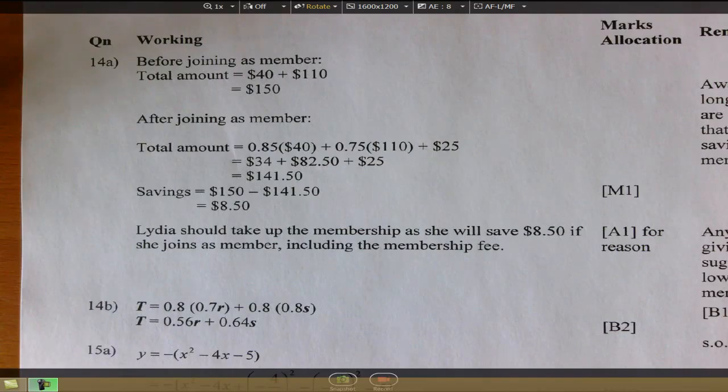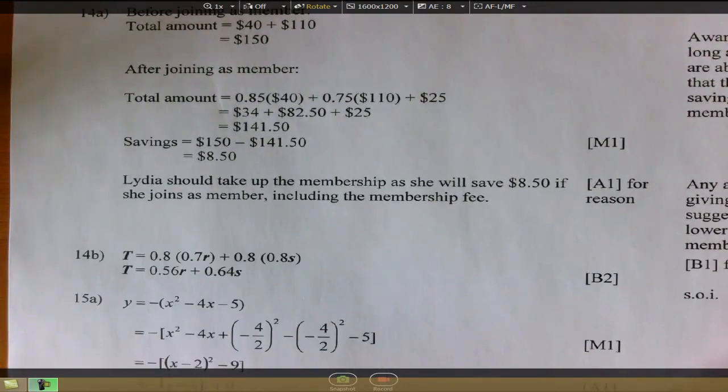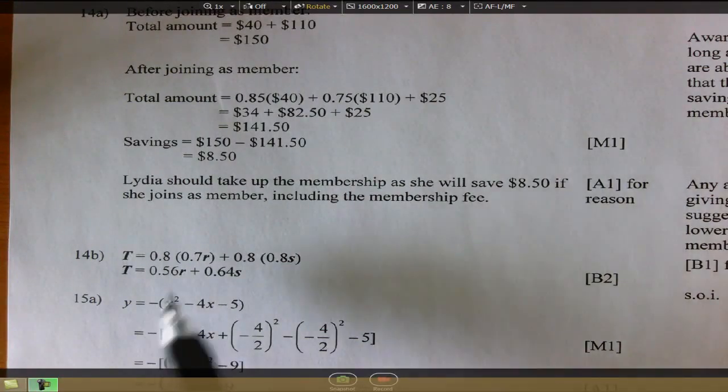Now, as Lydia's birthday falls on the month of May, the hairstylist offers her a further 20%. Write down an equation for the total amount T that Lydia needs to pay for rebonding and scalp treatment if she returns to the salon within the month of May. Use R and S to represent the original price of rebonding and scalp treatment respectively. So basically now she returns, right? So R. First, you get 0.7.